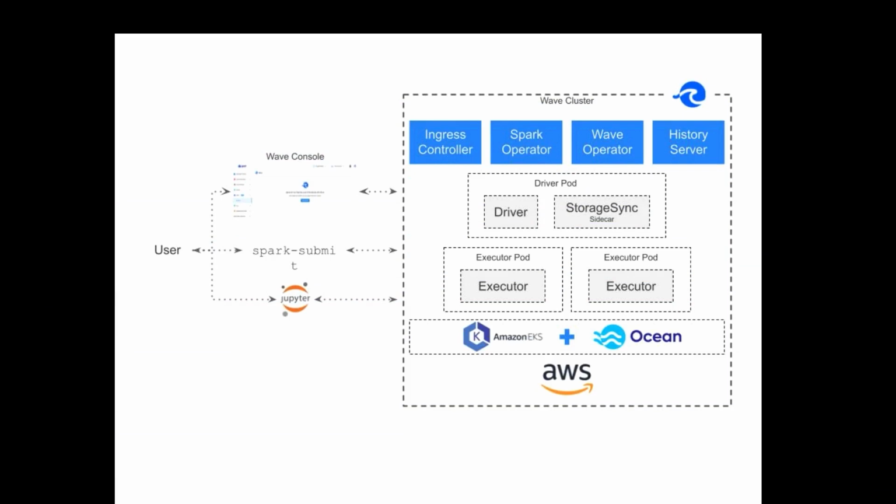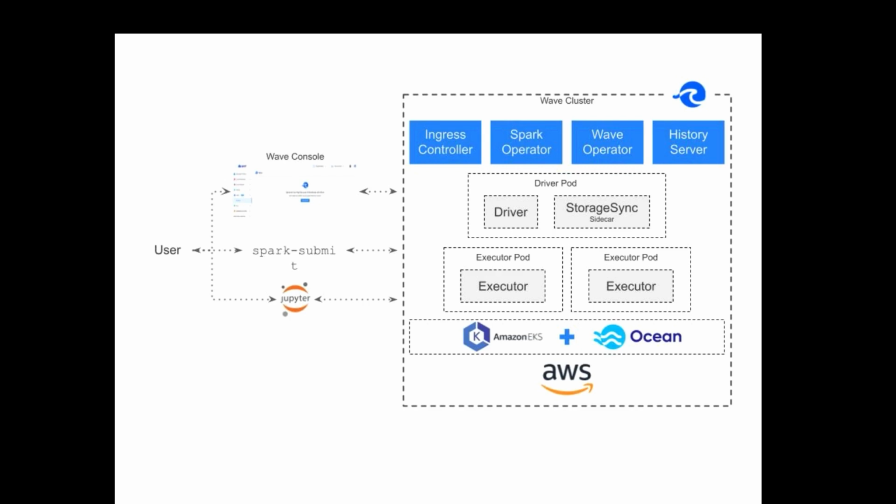Let's go over the concepts of Wave. Wave takes care of all the work for you. It provisions Kubernetes on the cloud of your choice. It integrates with Ocean automatically. It takes care of scheduling driver and executor nodes on instances that make sense for them, whether they're spot instances or on demand. It automatically sets up an ingress controller.